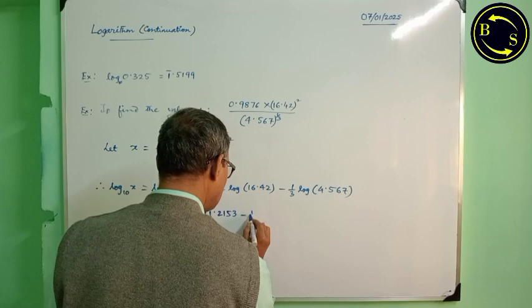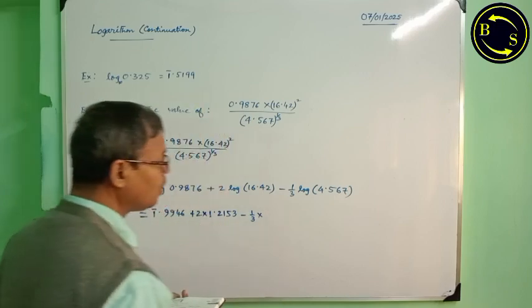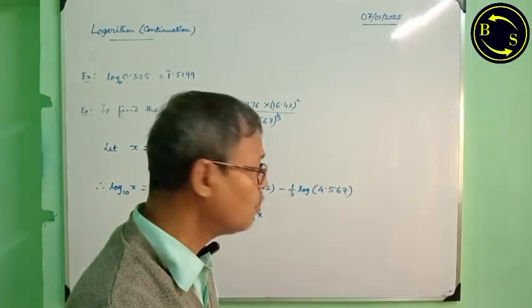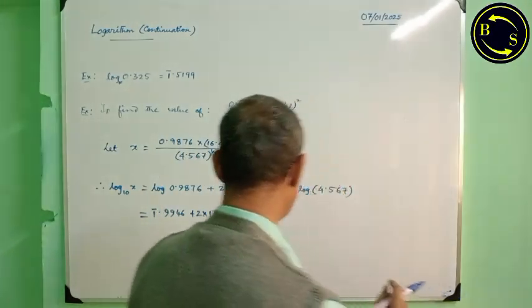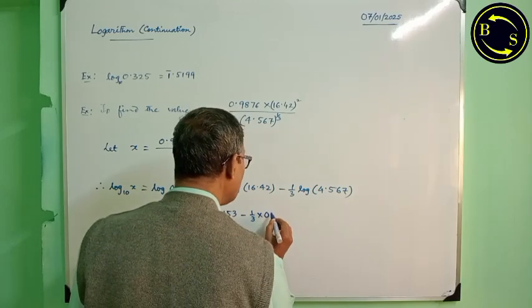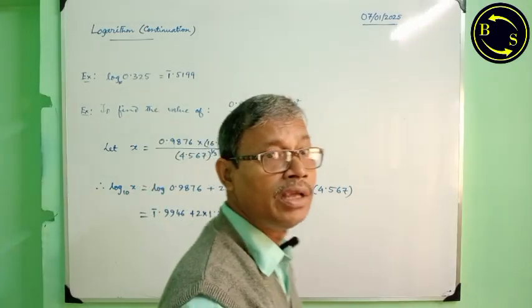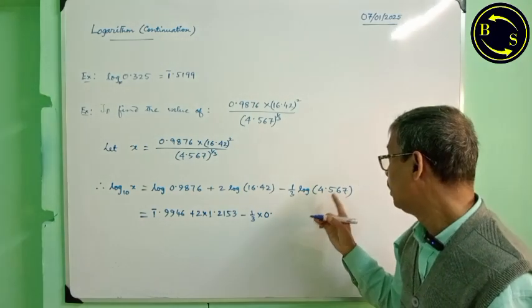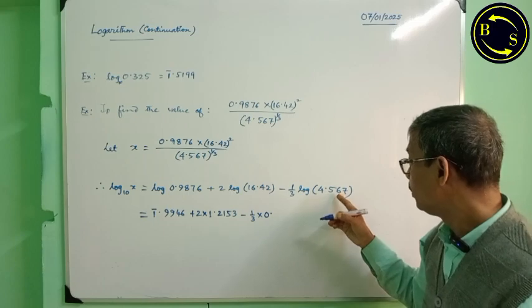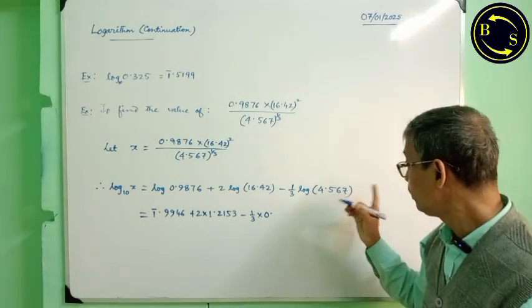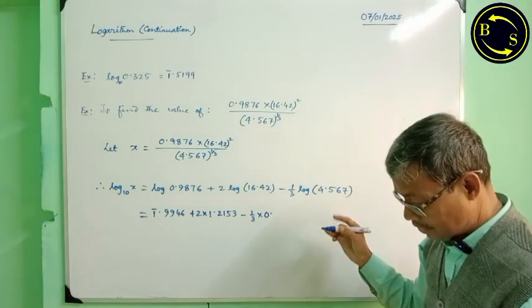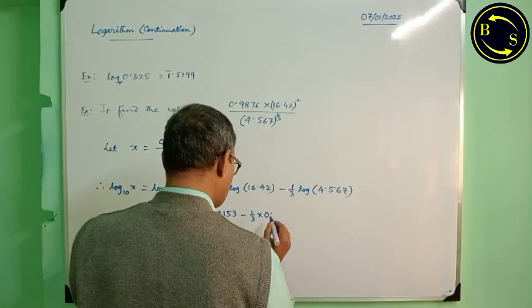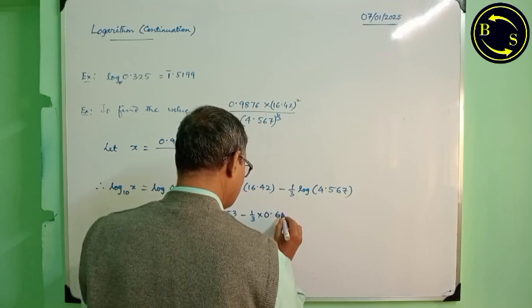Minus 1/3 into log of 4.567. Before the decimal point there is 1 digit, therefore the characteristic will be 0. Now from the log table, from the row headed by 45, then the column headed by 6, then mean difference column 7, we finally get 6597.